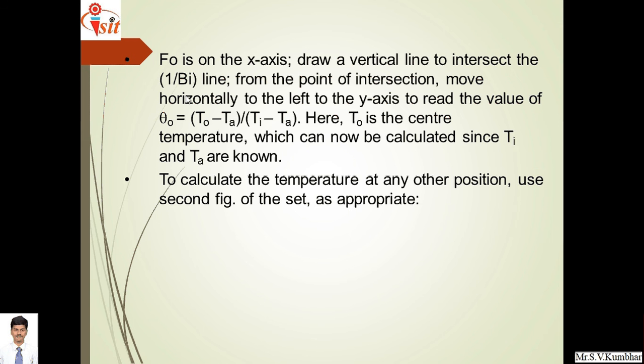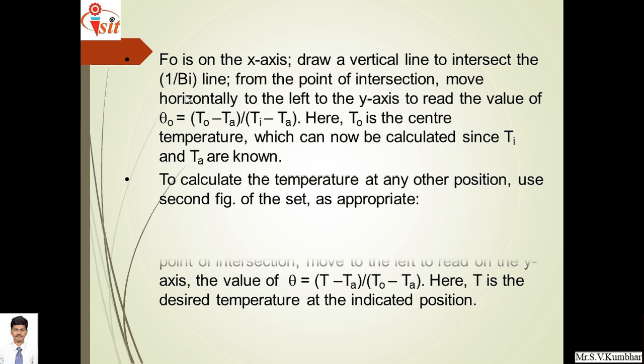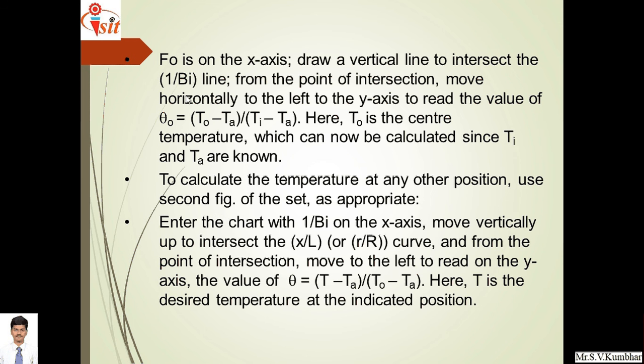To calculate the temperature at any other position, use the second figure, that is the appropriate position correction chart. Enter the chart with 1 upon Biot number on the x-axis. Move vertically up to intersect the x upon L or r upon R curve, and from the point of intersection move to the left to read the y-axis. The value is theta equal to T minus Ta upon T0 minus Ta. Here T is the desired temperature at the indicated position.